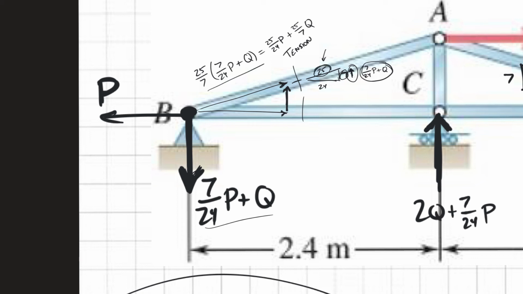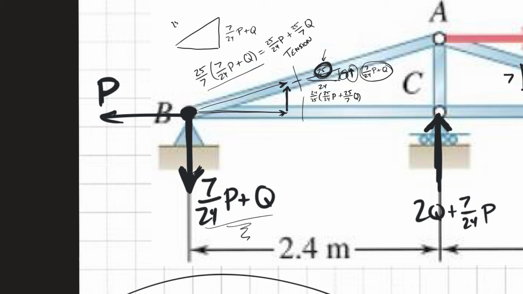Anyway, so now I know this one is 25. So now what's this x component right here of this? Well, that's going to be 24 over 25 times the hypotenuse, right? So I'm going to say this side is 24 over 25 times 25 over 24P plus 25 over 7q. So this whole triangle basically comes out to be, in the vertical, 7 over 24p plus q. We got that from down here.